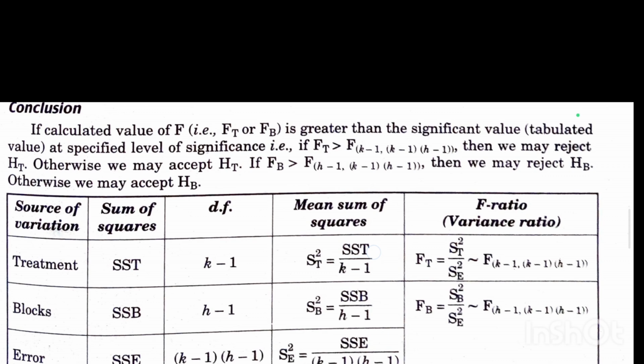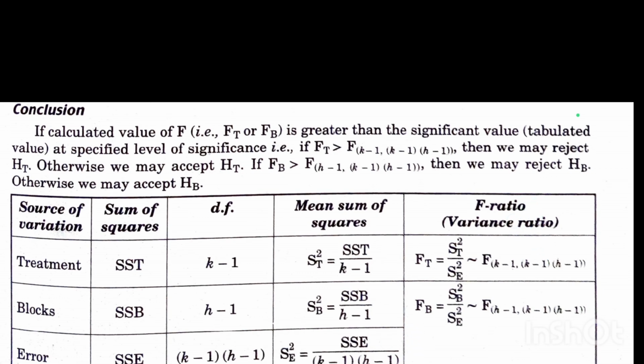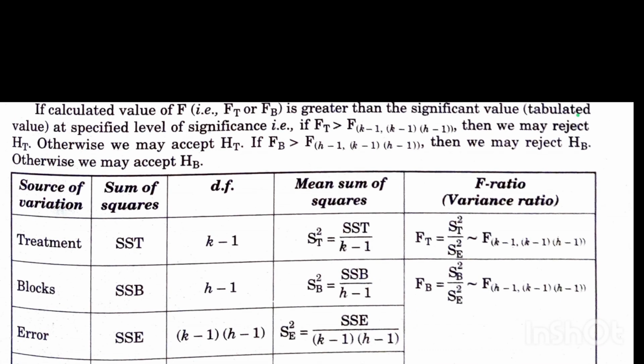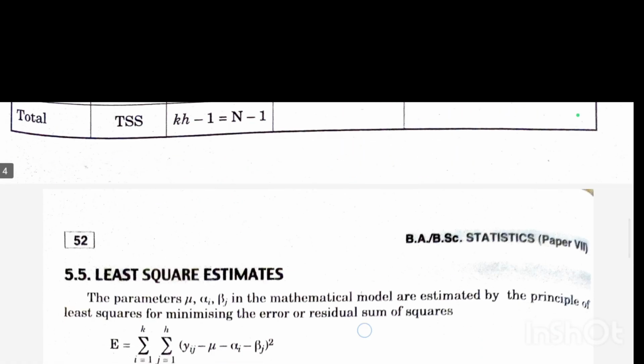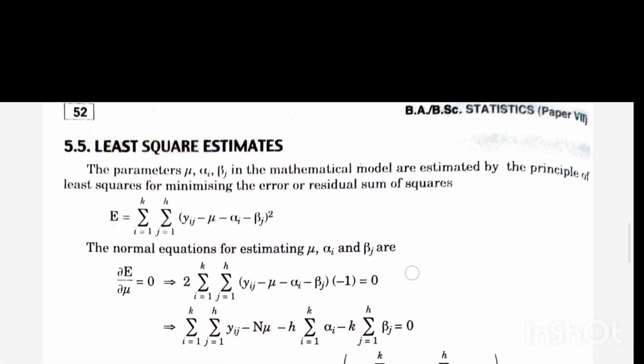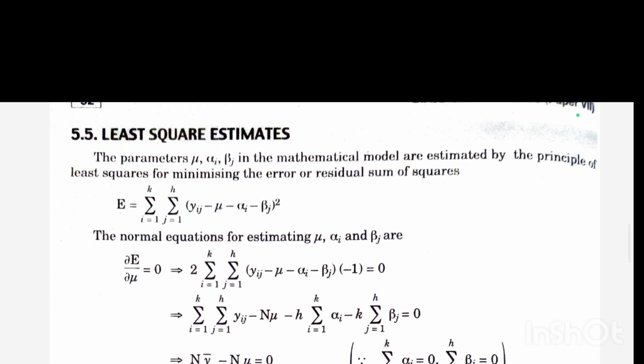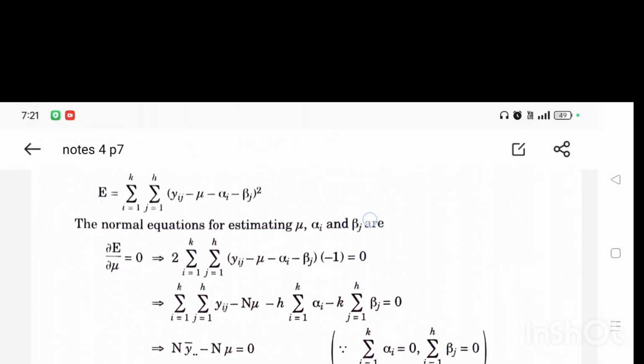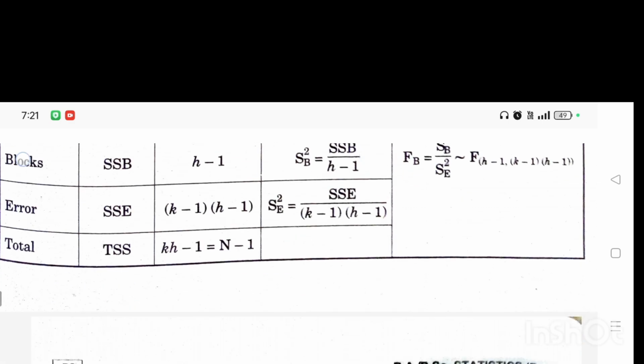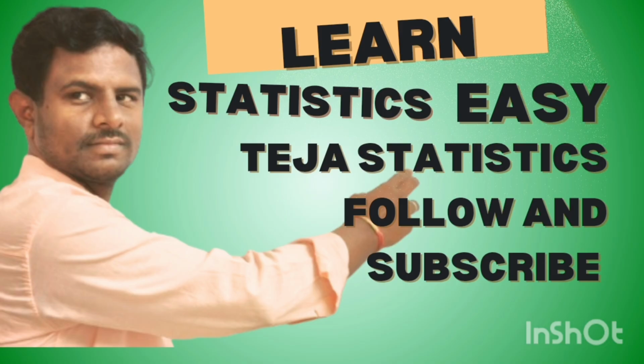Here you can see the ANOVA two-way classification table. Once again: source of variation, sum of squares, degrees of freedom, mean sum of squares, and F ratio. Very simple and easy. Next, the least squares estimates we are going to learn in the next session. Thank you.